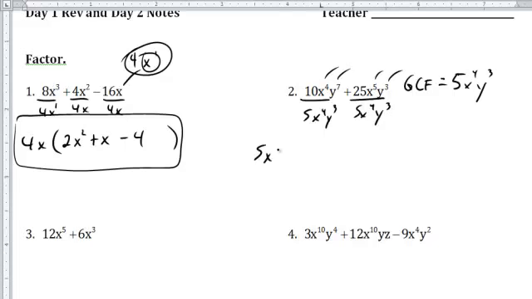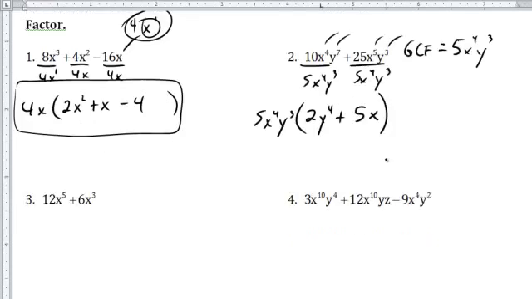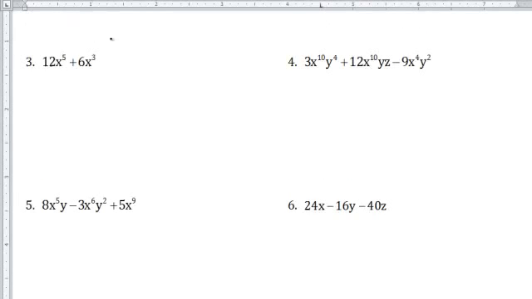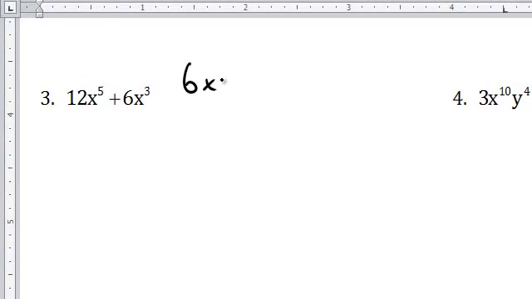So you get this on the outside, and then you divide. 10 divided by 5 is 2, x to the 4th cancel, and y to the 7th over y to the 3rd is y to the 4th. Plus 5 gives you x, and that's it, because y is canceled, and that's your answer. Not bad.